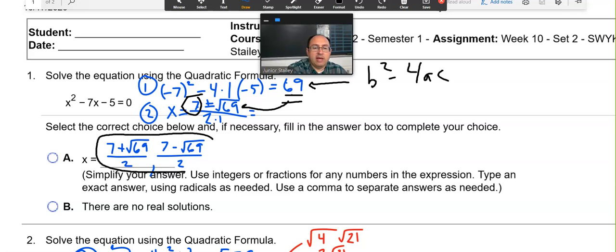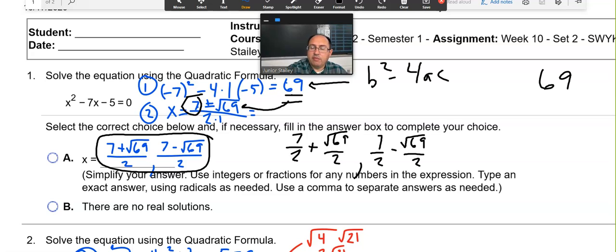And Math Excel does want the answers to be split up. Now, could I write it like 7 over 2 plus the square root of 69 over 2, comma 7 over 2 minus the square root of 69 over 2? Yes, you can do this. There's nothing wrong with that.